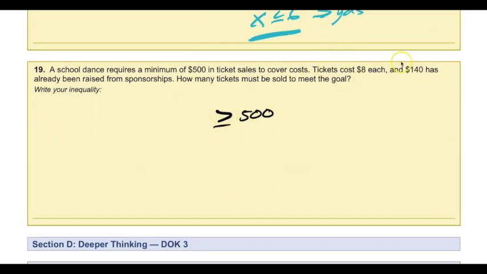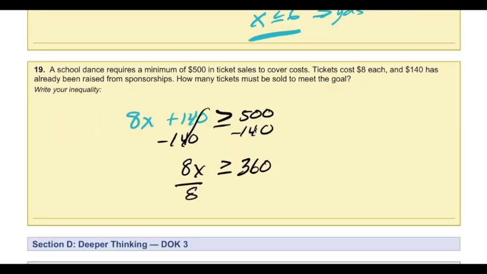Tickets cost $8 each and $140 has already been raised from sponsorships. So we're going to do 8x + 140 from the sponsorships. How many tickets must be sold to meet the goal? So all we have to do is solve this inequality. So it's minus 140 from both sides. These cancel out. I get 8x. It's going to equal, what is that, 360.